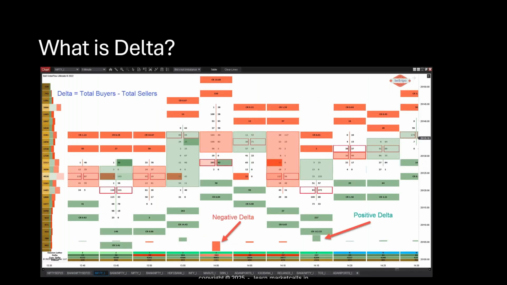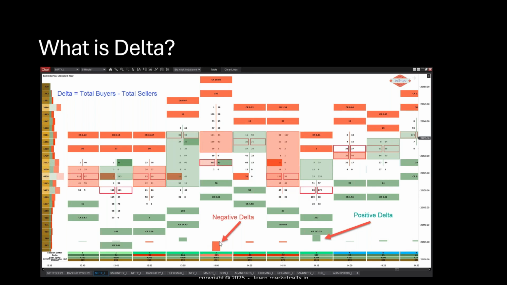Now in order flow, we have a couple of important terminologies. One of the important terminologies is delta. So delta is nothing but total buyers minus sellers in that candle. You can see the buyers will be on the right hand side and the sellers will be shown on the left hand side over here. If I add all the buyers on the right hand side minus all the sellers on the left hand side, the resulting number is what we call a delta. That shows who is in control in that particular candle.